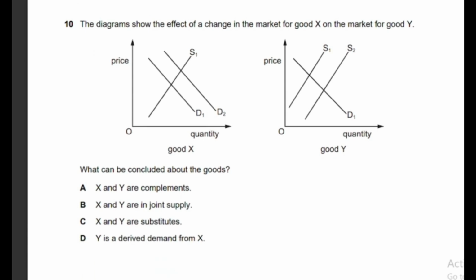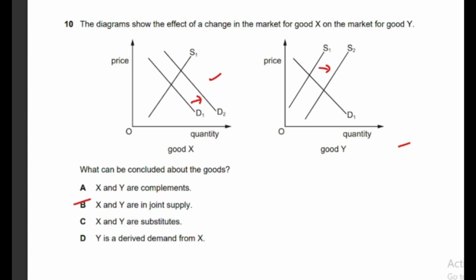Question 10 says, the diagram shows the effect of a change in the market for good X on the market for good Y. So this is market for good X, demand is increasing, and this is market for good Y, supply is increasing. What can be concluded about the goods? Okay, so for question number 10, answer is B. X and Y are in joint supply. Like these goods are jointly supplied. Jointly supplied means if X is supplied, then Y will be supplied. Otherwise, Y will not be supplied.